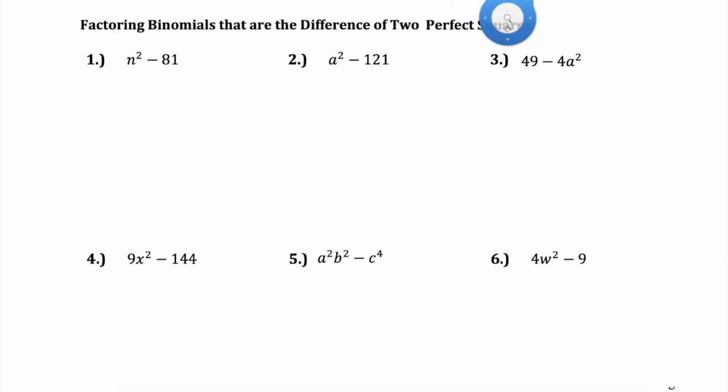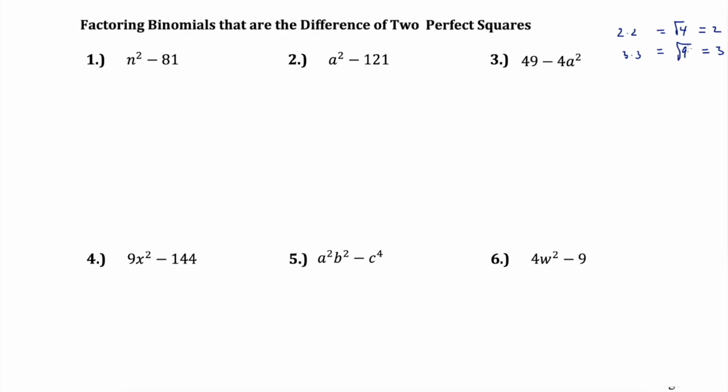Okay, factoring binomials that are the difference of two perfect squares. So what are perfect squares? A number times that same number will give us another number that's a perfect square. So for instance, 2 times 2 is 4. 4 is a perfect square. 3 times 3 is 9. 9 is a perfect square, because when I take the square root of these numbers, I get 2 and 3 in this case.